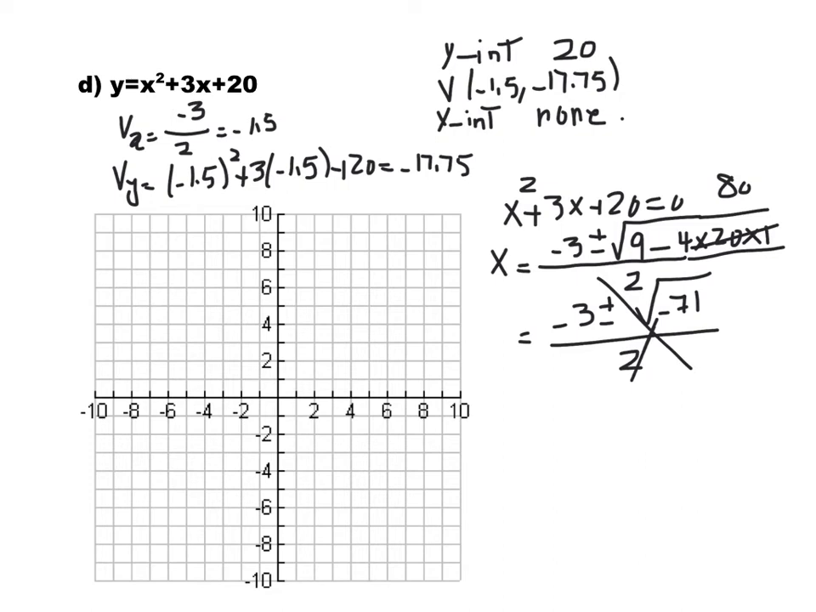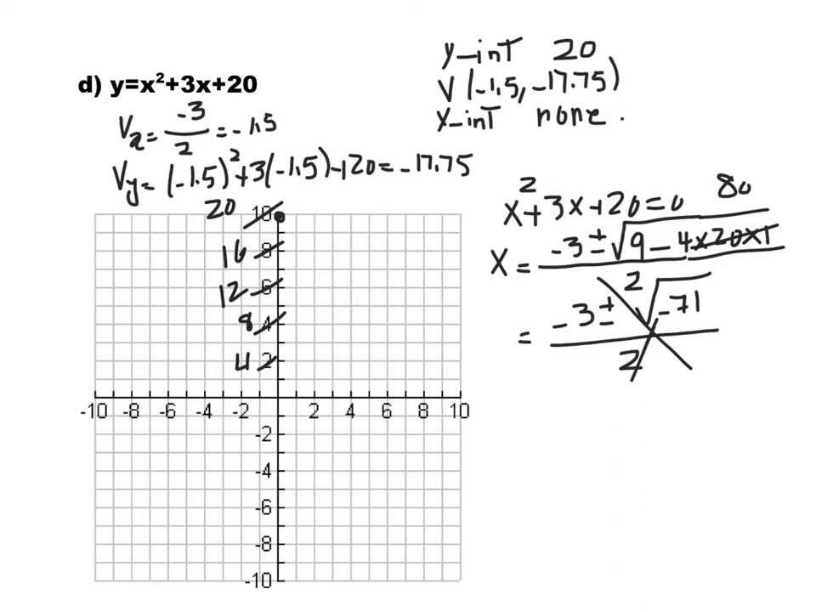Let's plot and see how the graph looks like now. The y-intercept is 20. So let's renumber here. I'm going to multiply everything on the y-axis by 2. So this means that this one becomes 20, this becomes 16, this becomes 12, this becomes 8, and this becomes 4. So y-intercept is 20. So this is my y-intercept.